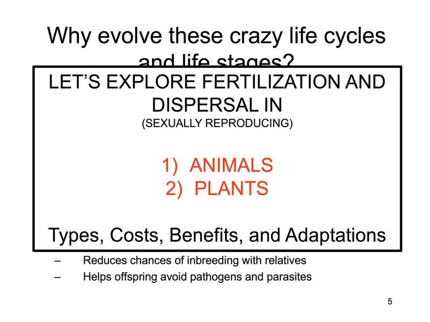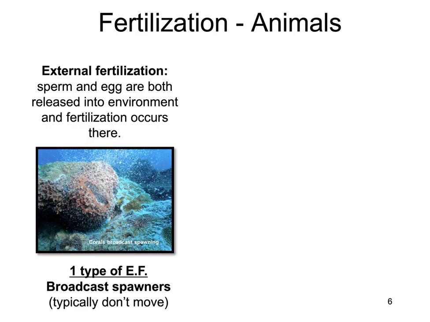Okay, so we're going to explore fertilization and dispersal in sexually reproducing organisms. We're going to talk about it in animals first, and then we're going to talk about it in plants. And we're basically going to talk about some different types of fertilization and dispersal, the costs of each of these different types, the benefits of them, and some examples of specific adaptations that have evolved in different groups to allow these types of fertilization and dispersal to occur. So let's look at fertilization in animals.